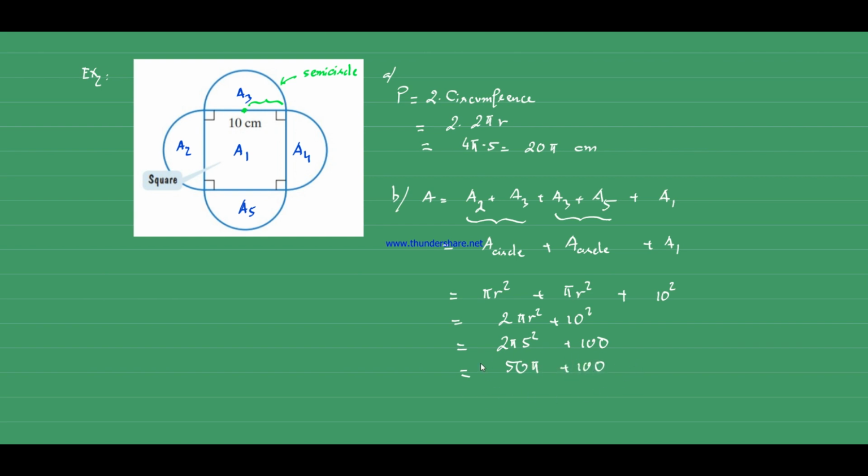Again, you don't need to convert it. This is the final answer, because you cannot add them up together. Well, you can put it into the calculator and add them up, but I'm going to leave it like that as the final answer. If you want to put it into the calculator, it will be fine. The answer will be 257.08 centimeters squared. All right, let's do another one. Example number 3.